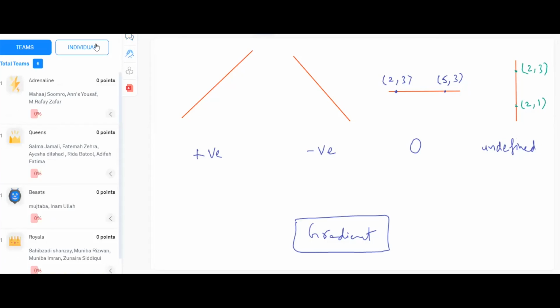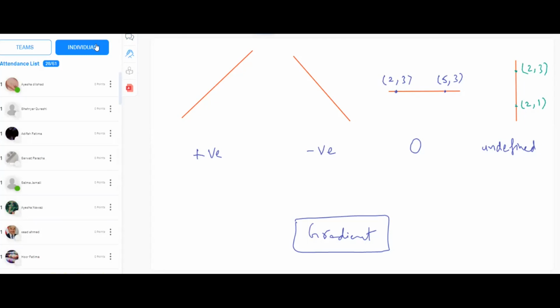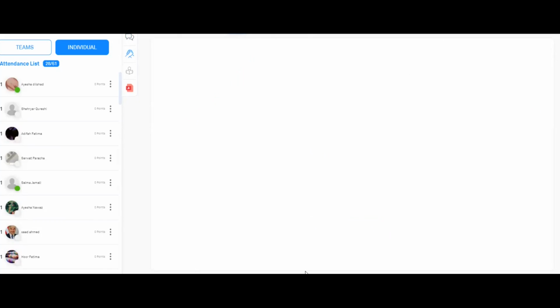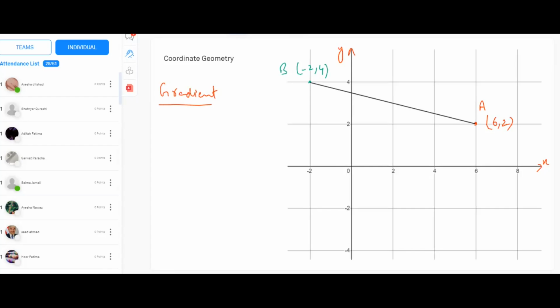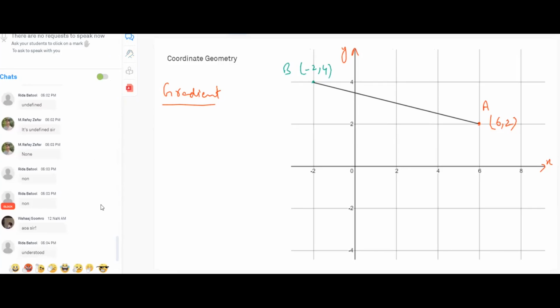Positive gradient, negative gradient, horizontal line whose gradient is 0, and vertical line whose gradient is undefined. Okay, so that was the next thing that you need to know of: how to find the gradient of a line. Which type of line gives a positive gradient, which gives a negative gradient, when is it 0, and when is the gradient undefined. Right? Now, let's talk about the next thing, and that is finding the equation of a line.